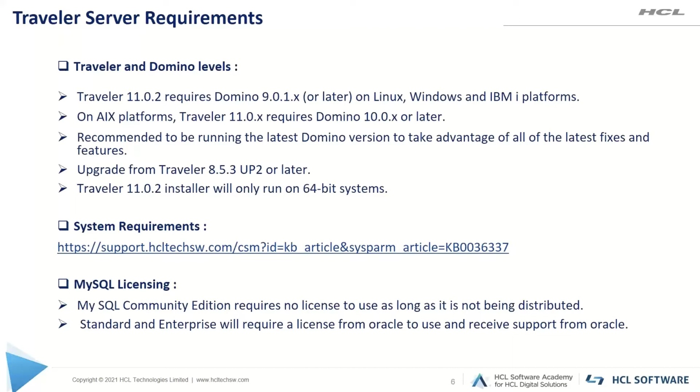Traveler 11.02 can be installed on Domino 9.0.1 or later release on Linux, Windows, and IBM i platform. However, on AIX platform, Traveler 11.0 requires Domino version 10 and later. Also, you can upgrade to Traveler 11.02 from Traveler version 8.5.3 upgrade pack 2 or later version. For the complete list of system requirements, you can refer to the KB article mentioned on this slide.